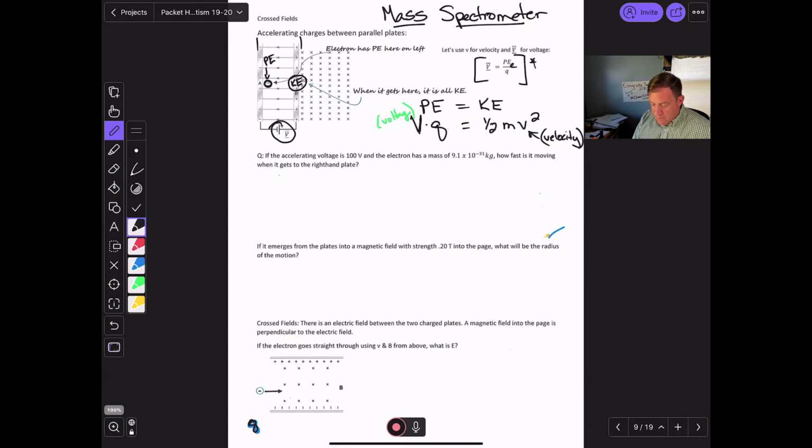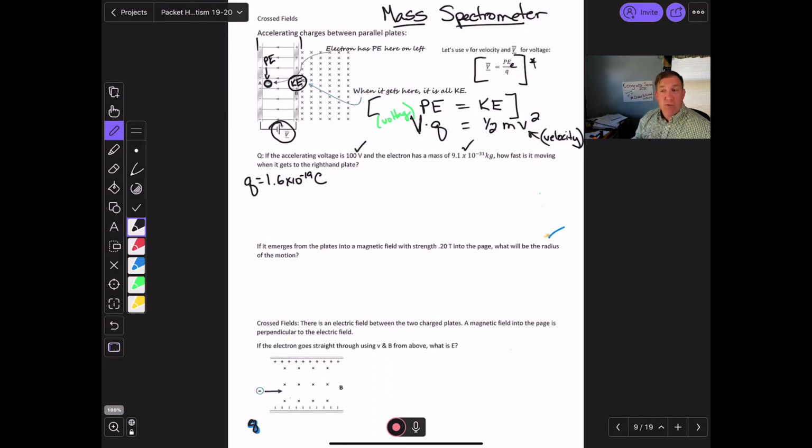Okay, so if the accelerating voltage is 100 volts, I know where to use that, and the electron has a mass of 9.1 times 10 to the negative 31st kilograms, I know where to use that. How fast is it going? And you ask yourself, well, wait a minute, they didn't give us the Q. I have to admit, you should know what the Q is for the fundamental charge of an electron. But I'm going to write it out: 1.6 times 10 to the negative 19th coulombs.